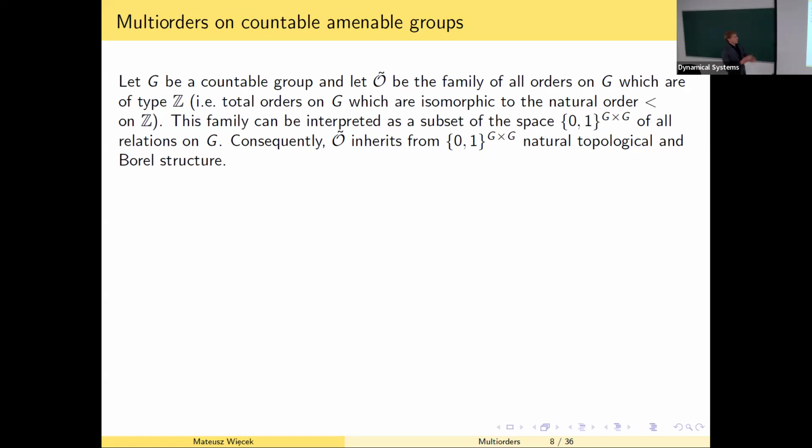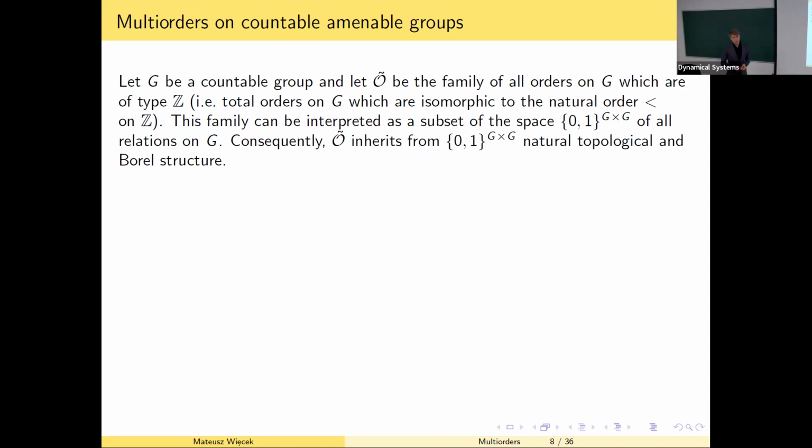So first let's take a countable group G, and let's consider a family of all orders on G which are of type Z. So these orders are isomorphic to the natural order on Z. In other words, there is neither minimal nor maximal element in G with respect to this order, and all order intervals must be finite. These are two properties which we require.